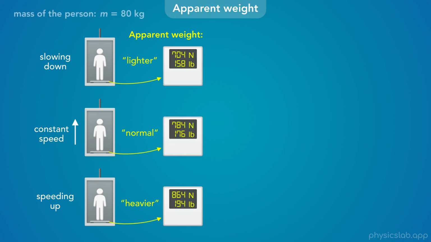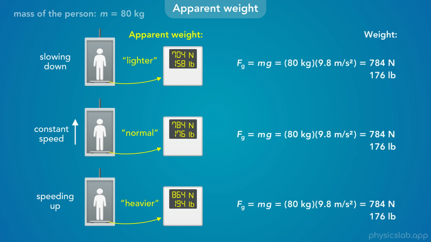Well, if you were standing on a scale in the elevator, you would actually see the number on the scale change. The number would be bigger when you're speeding up, and it would be smaller when you're slowing down. So it turns out that a scale does not measure your actual weight, it measures your apparent weight, and your apparent weight is changing. Your actual weight is always the same, m times g, which is 784 newtons. And when you're moving at a constant speed for most of the ride, your apparent weight is the same as your actual weight. But when you're speeding up and slowing down, your apparent weight changes.